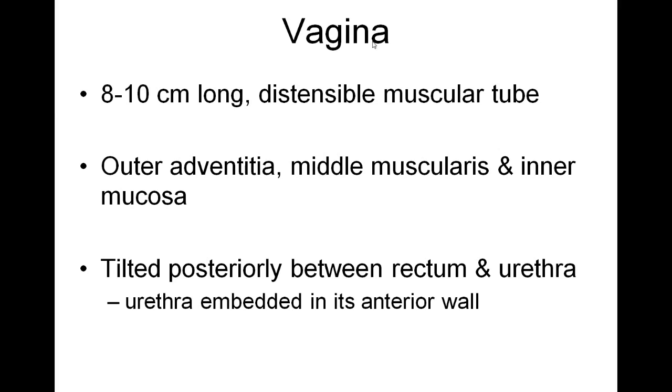Okay, now here's the vagina. So 8 to 10 centimeter long, distendable muscular tube. Okay, here's the layers. It's tilted posteriorly. It's between the rectum and the urethra.